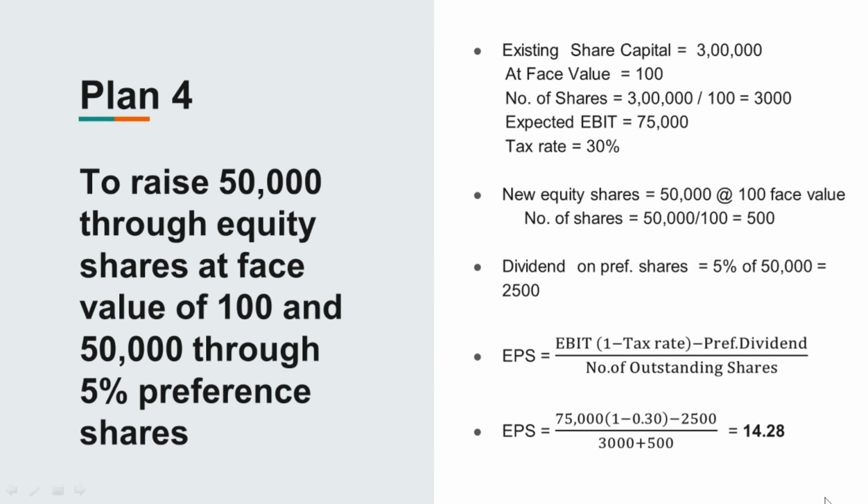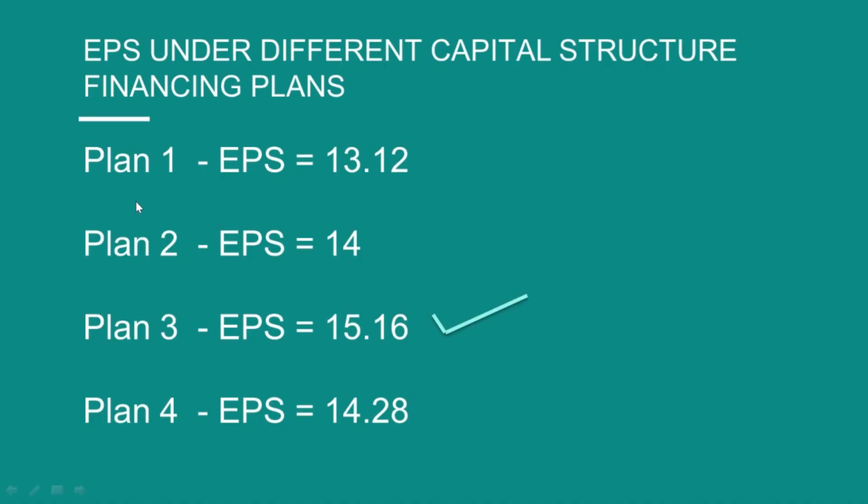So this is how we see that the EPS is fluctuating. The EPS is changing with different plans, with different capital structures. What we analyzed is that in plan 1, the EPS we got is 13.12, which was the equity financing plan. In plan 2, we got the EPS of 14 rupees, which was equity as well as debt financing. In plan 3, we got the EPS of 15.16, which was totally debt financing. And in plan 4, we got the EPS of 14.28, which was equity as well as preference share capital financing. So here you can observe the highest level of EPS is under plan 3, which is 15.16. This is how we can choose the best plan, because the earning per share is highest in plan number 3. So the business should go for debt financing.